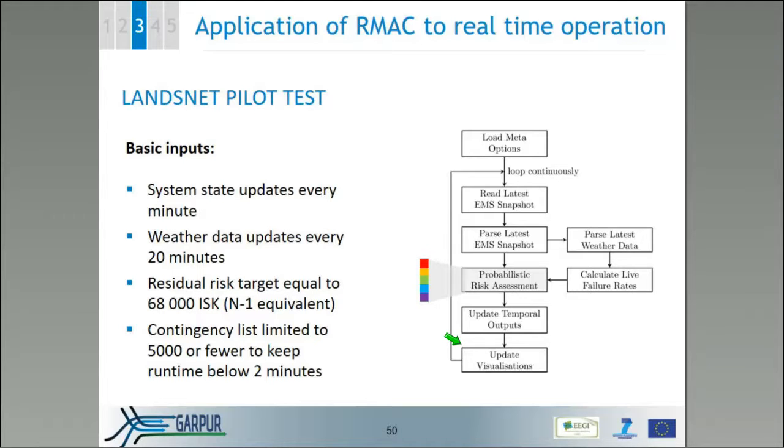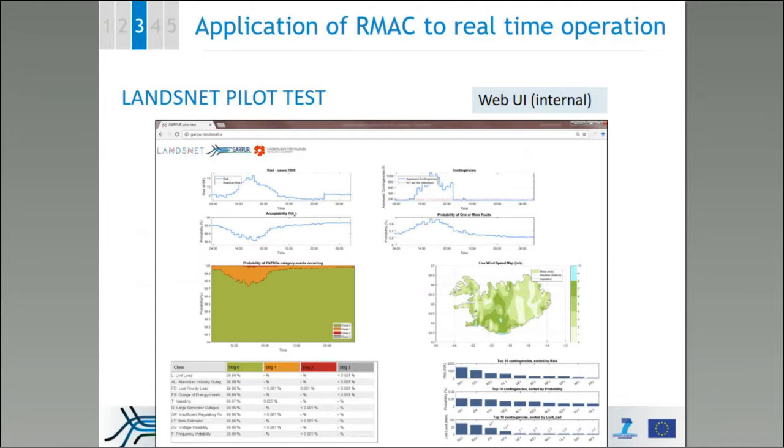And in doing this, we try to maintain the same residual risk as in the N-1 case. And we also keep our contingency list to 5,000 or fewer contingencies in order to ensure that it calculates every 2 minutes at least. So the main output of the pilot test is a web-based user interface that provides live reliability information to control room operators and anyone else who's interested in the company. And I'll go through some of these figures now.